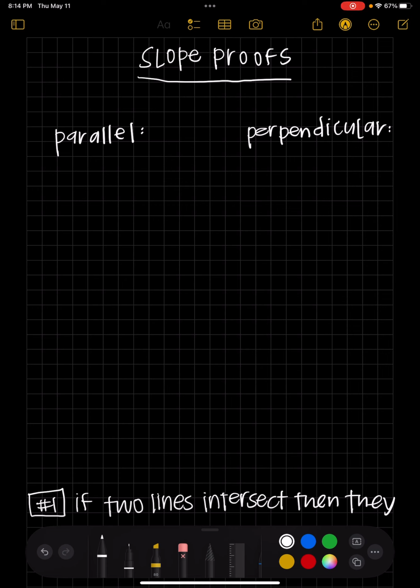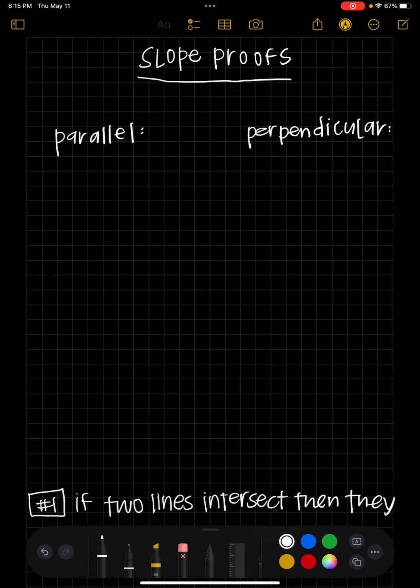A lot of the times when we talk about proofs, it'll say, knowing that this is a triangle, prove that it's a right triangle, or knowing that these are the two end points of a line, prove this line has a slope of 4, or things like that. And while the wording is a little bit tricky, a lot of this stuff is actually pretty easy because it's just what we've already learned, but in a little bit of a different way.